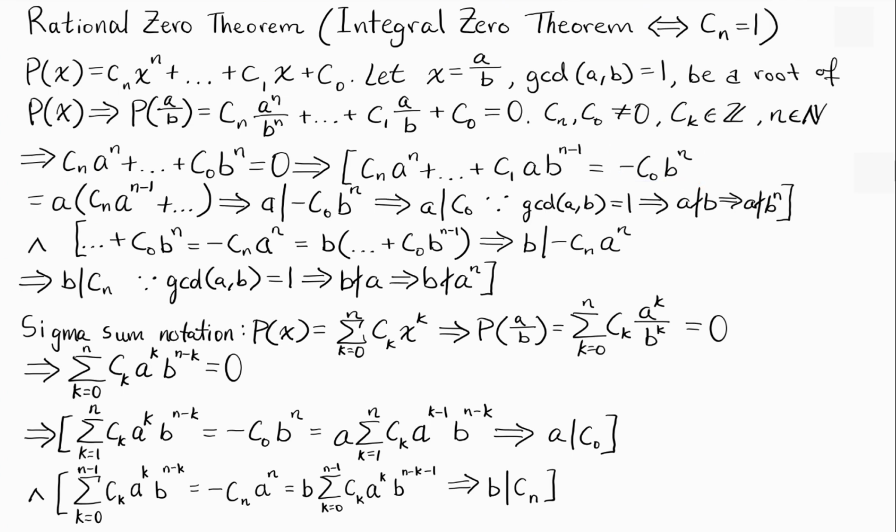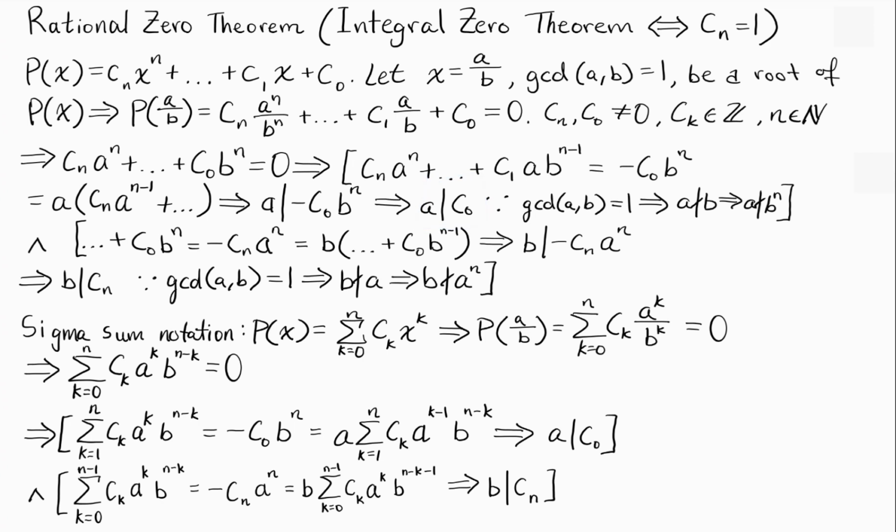Now notice here, it will be a times whatever this is, and that is equal to negative c naught b to the n, which means that a divides negative c naught b to the n. And this implies that a has to divide c naught, since GCD of a comma b is equal to 1, which means that a does not divide b, which means that a does not divide b to the n. So in order for this to be true, and a cannot go into b to the n, then a has to divide c naught.